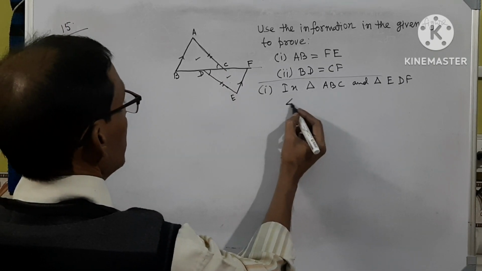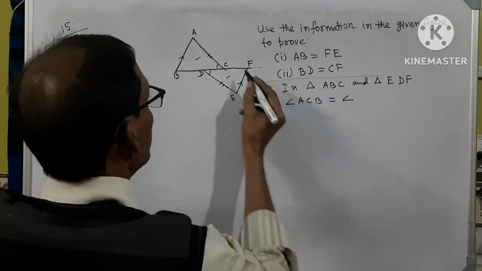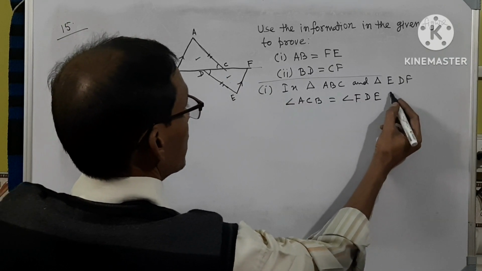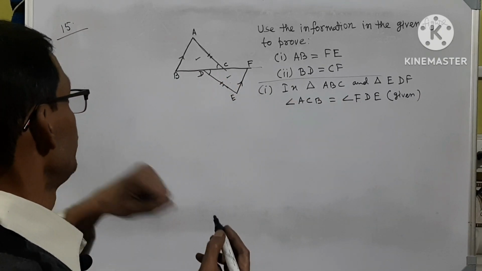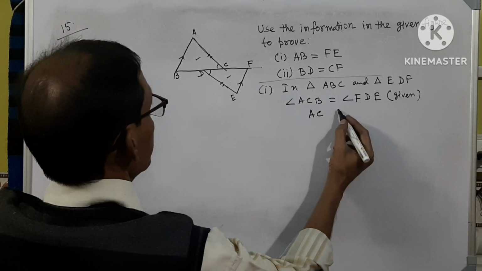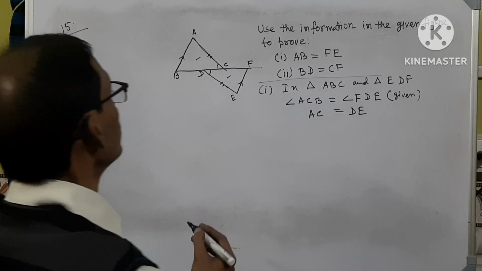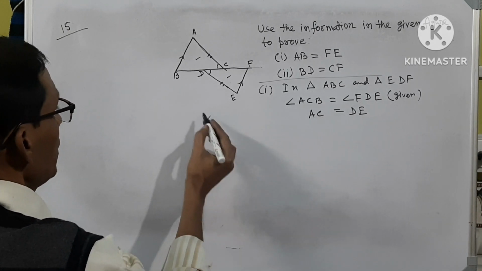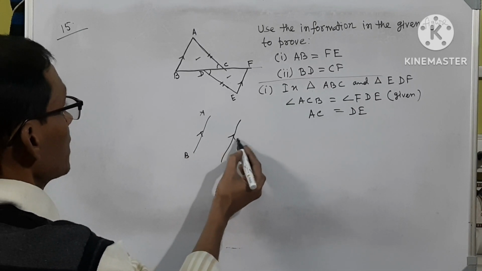One angle is given, angle ACB equal to angle FDE. This information is given, so I can write it is given in the figure. Now another side AC is given equal to DE. So now we have to get the third one. For the third one, you can take AB. This AB is parallel to this line FE.